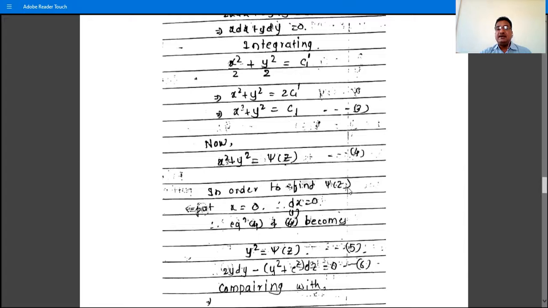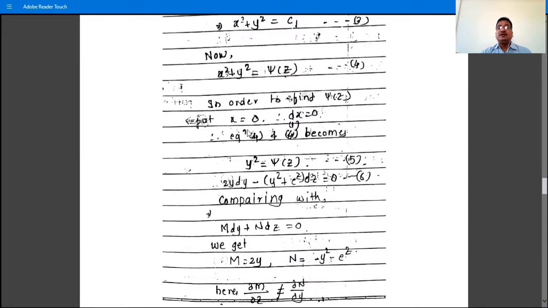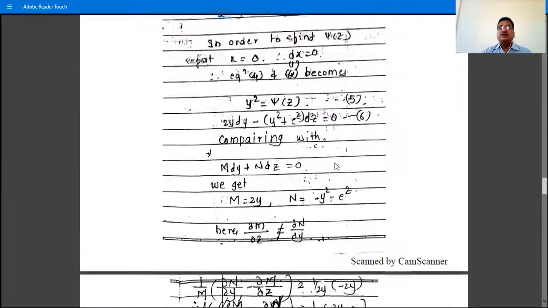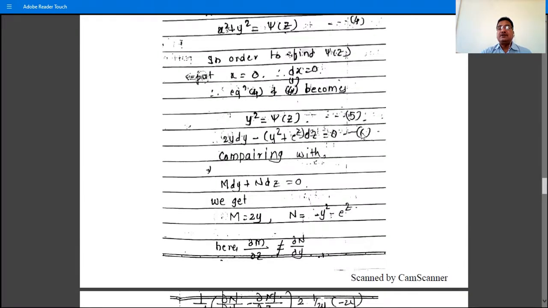In order to find psi z, substitute x as a constant, x as 0. In the previous example, x was 1. Now here we substitute x as 0, and therefore dx is 0. Equation 4 becomes y square is equal to psi z, equation number 5. And equation 1, after substituting x as 0, has dx as 0, so this term is 0. So 2y dy minus (y square plus e raised to z) dz is equal to 0, equation number 6.